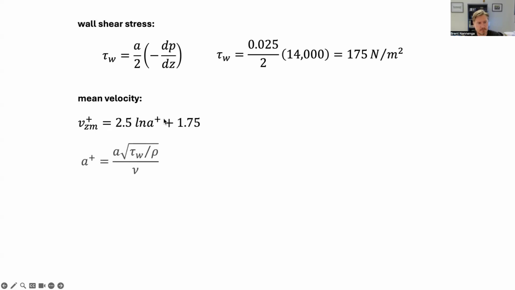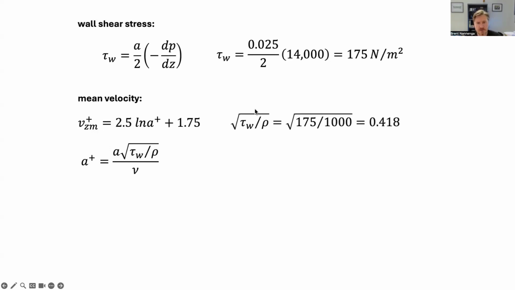So for the mean velocity, just like Y, this should look very similar to the last slide. Before we had Y plus equals Y times friction velocity over kinematic viscosity. Now we just substitute the Y's for A's, which is the full radius of the pipe. So the dimensionless radius of the pipe is equal to the actual radius of the pipe times friction velocity over kinematic viscosity. This is why tau is so important. It's the key to unlock going from dimensionless distance to actual distance, and dimensionless velocity to actual velocity.